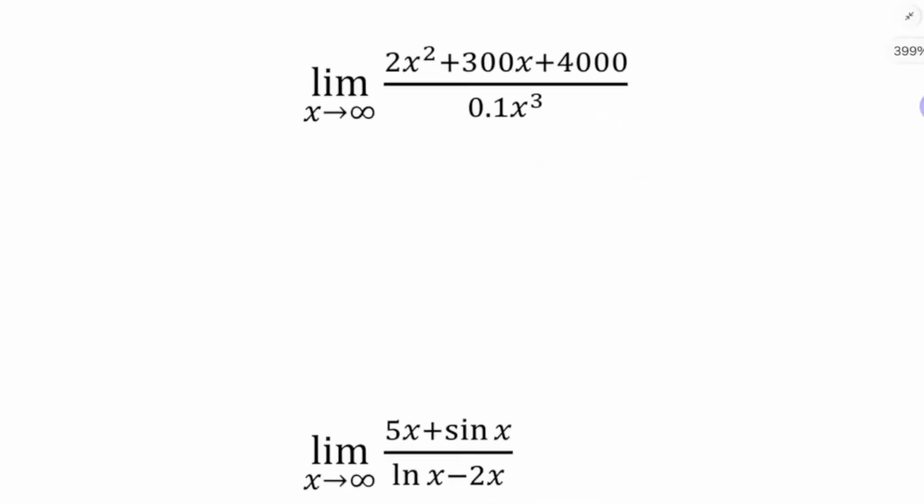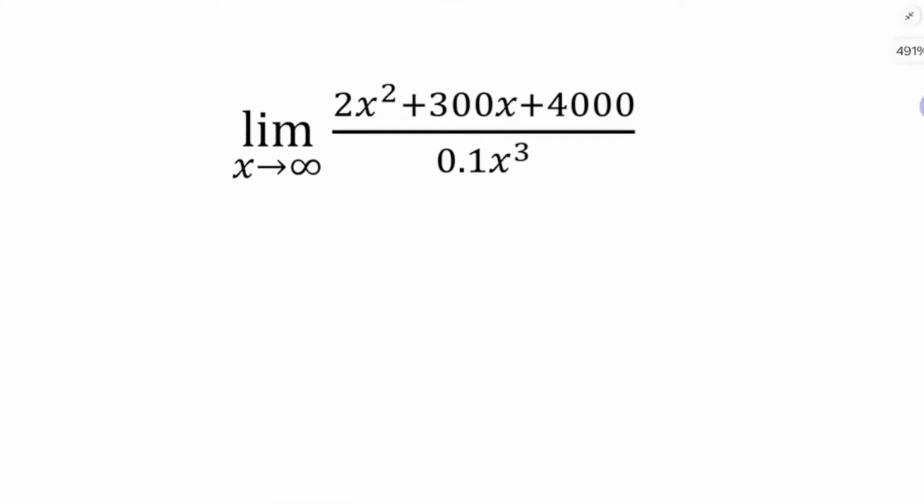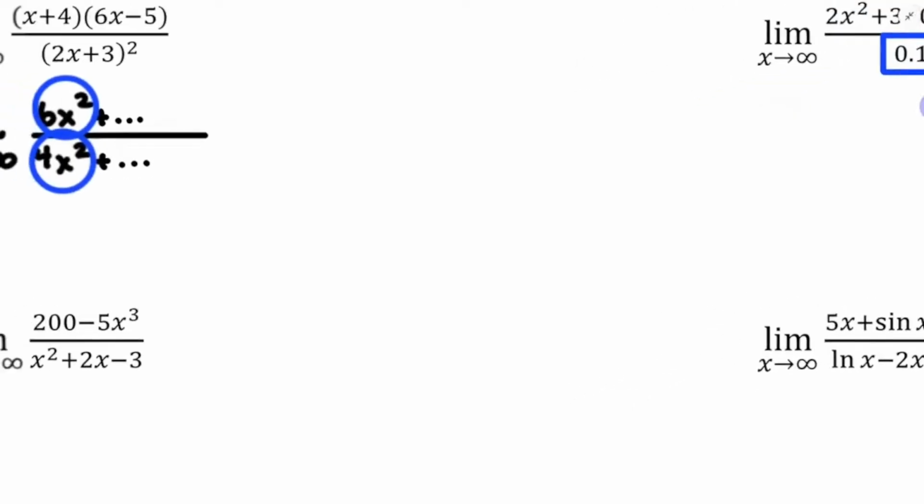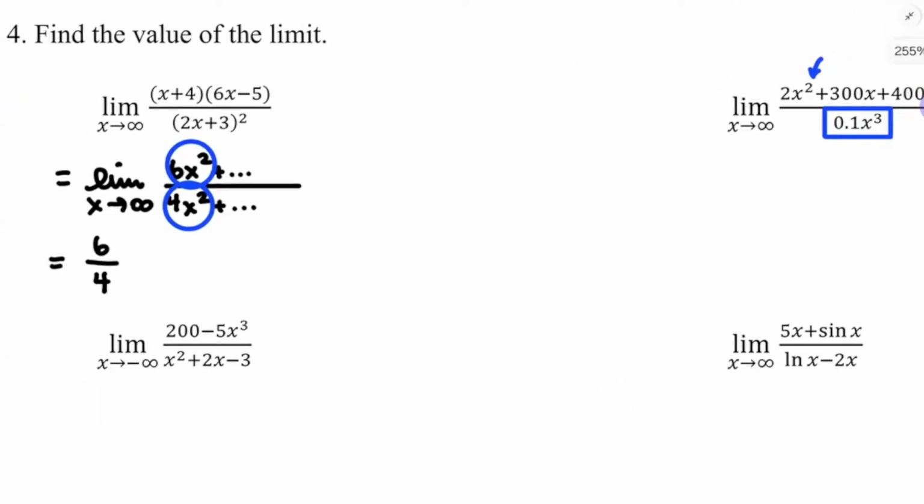Okay, this one over here, I'm seeing largest power, second power here versus this third power, so that's the biggest thing, and it's in the denominator, so this limit is going towards 0, regardless of the other stuff, the 300x and the 4000. That's just there to distract you, right? As x approaches positive infinity. I don't think I really emphasized that, but you see x approaching positive infinity at the start. That's when we're thinking about relative growth rates, what's growing fastest.